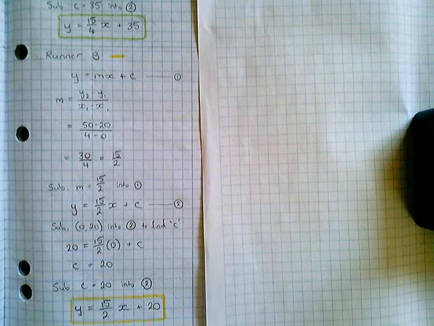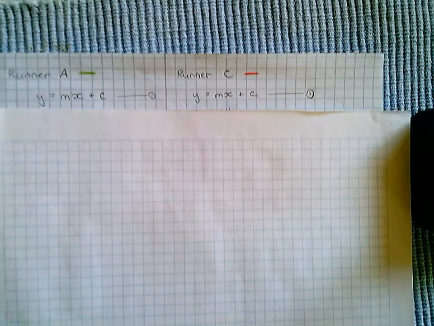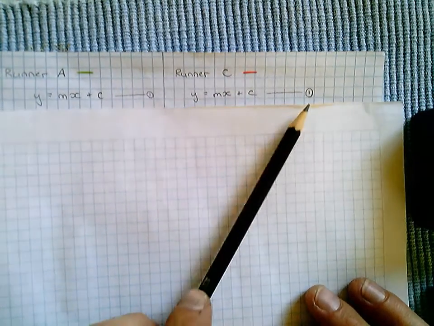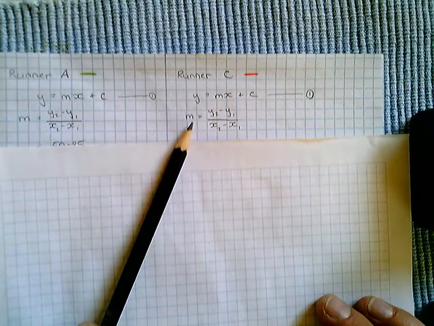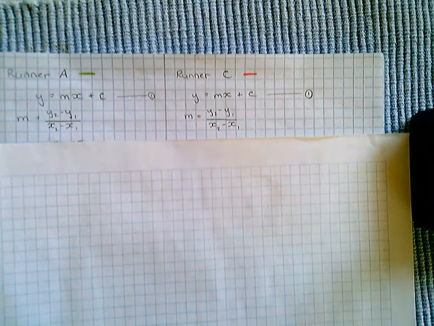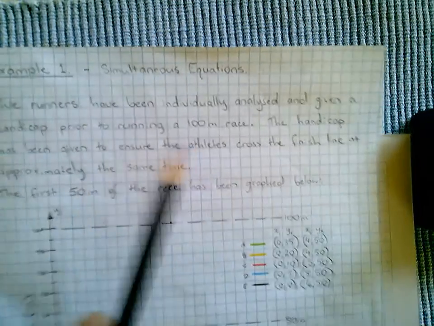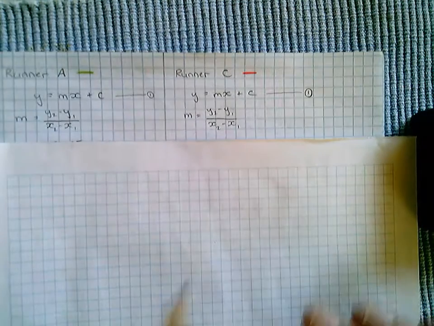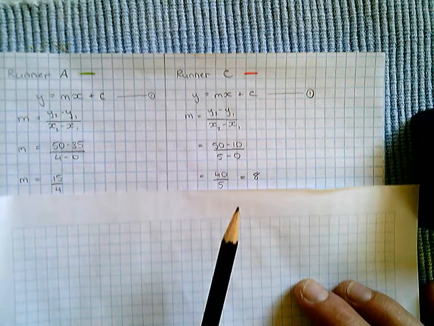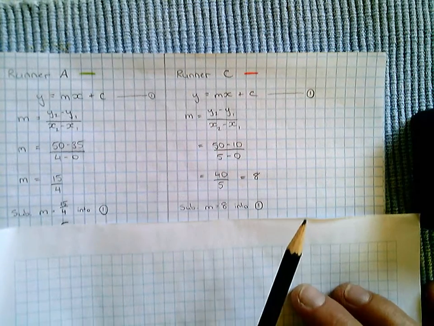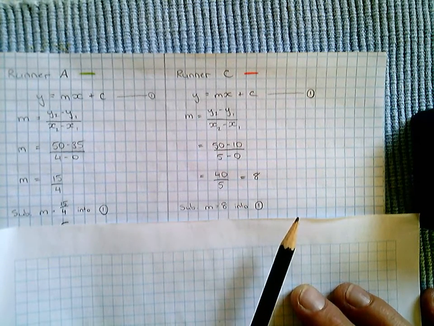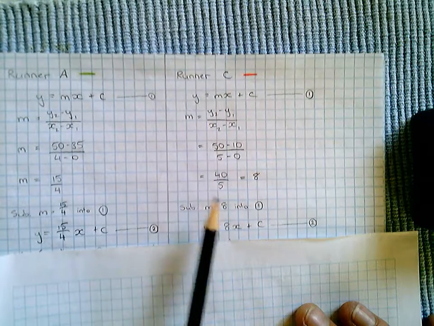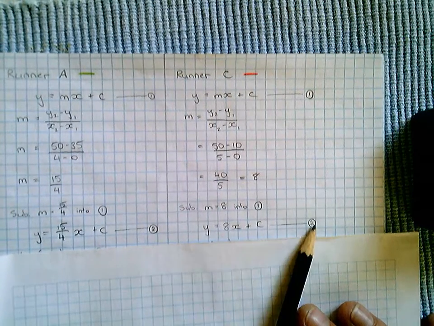Alright, so there's 2 done. I've got to now do runner C, back up to the top. Y equals mx plus c. Once again, equation 1, I have to find m, the gradient, which is equal to the rise over the run. Substituting the coordinates for C into our equation for gradient gives us this. Simplifying and then substituting it back into equation 1 up here, m, we get equation 2.